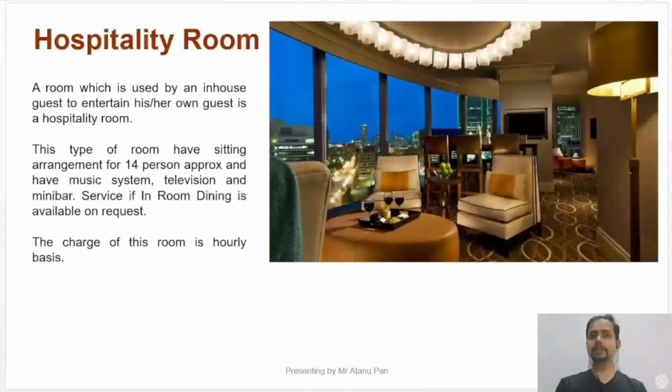Especially, a maximum of 14 to 15 members approximately can be accommodated in this type of room, and service of in-room dining is also available on request. If you request whatever food you require, that will be delivered. No sleeping arrangement is there, and it has a bar counter, a television, a music system, a Wi-Fi system, everything will be provided. And basically this type of room is charged on an hourly basis. You can book the particular room for 2 hours, 3 hours, 4 hours, 5 hours, and it will be charged hourly. So this type of room is called a hospitality room.